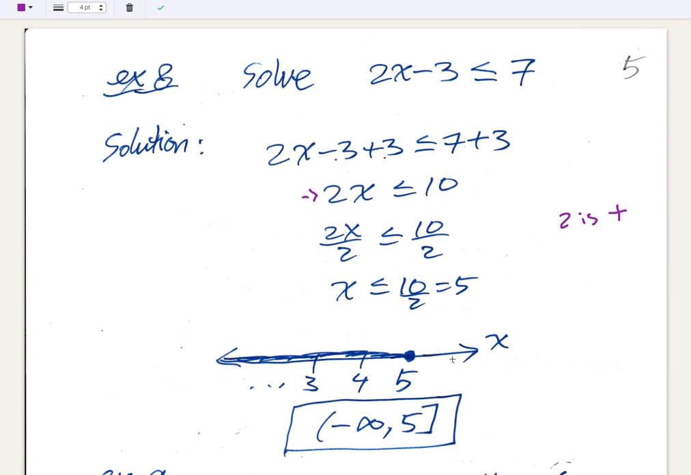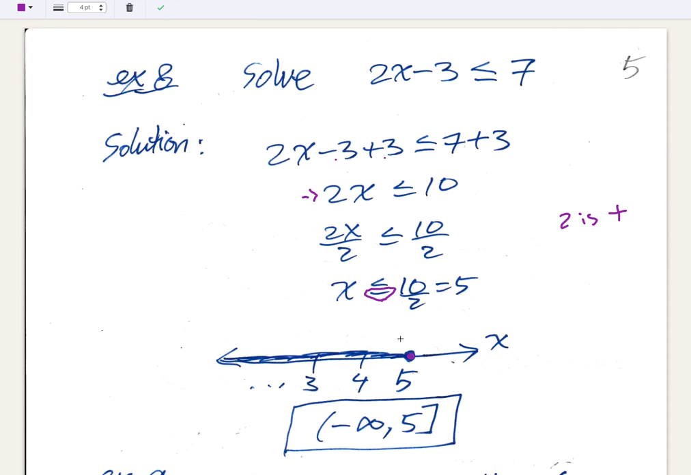If I was to graph that on the real number line, I'd fill in 5 because I've got an equal sign here. I'm including 5, but I want everything less than that as well. So I've got a solid dot at 5, and I'm going to shade in everything to the left of that as well.